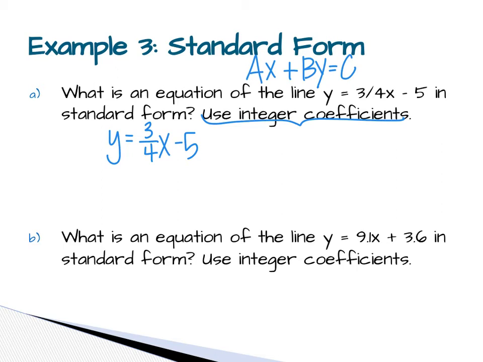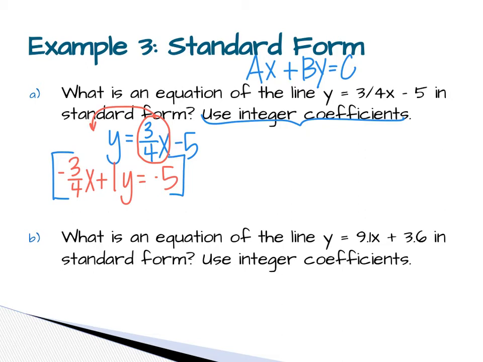So really I just have to take my 3/4 and move it to the other side. And I get negative 3/4 x plus 1y equals negative 5. You have to use integer coefficients, which means you need to get rid of the fraction. So we're going to multiply the whole equation by the denominator of the fraction. And I get negative 3x plus, distribute all the way across the equation, and you get 4y equals negative 20.